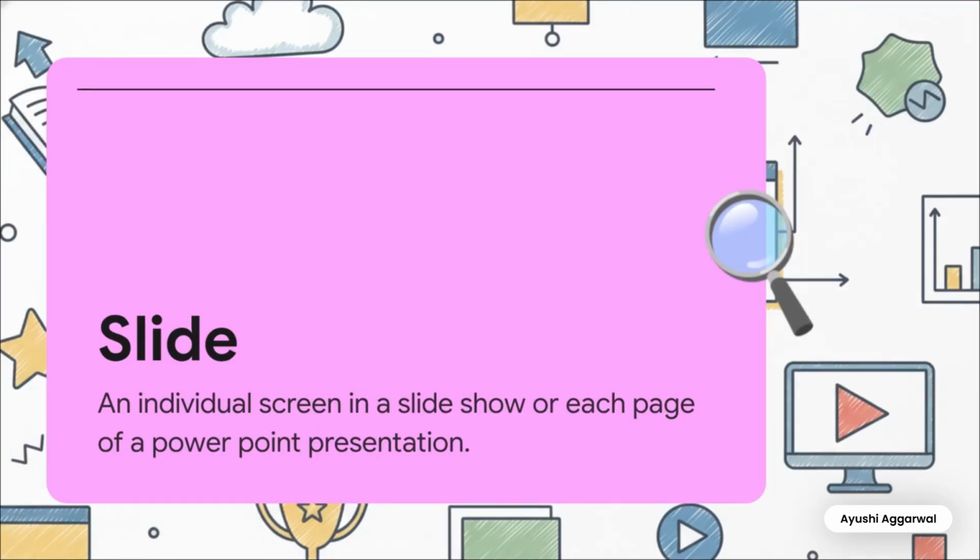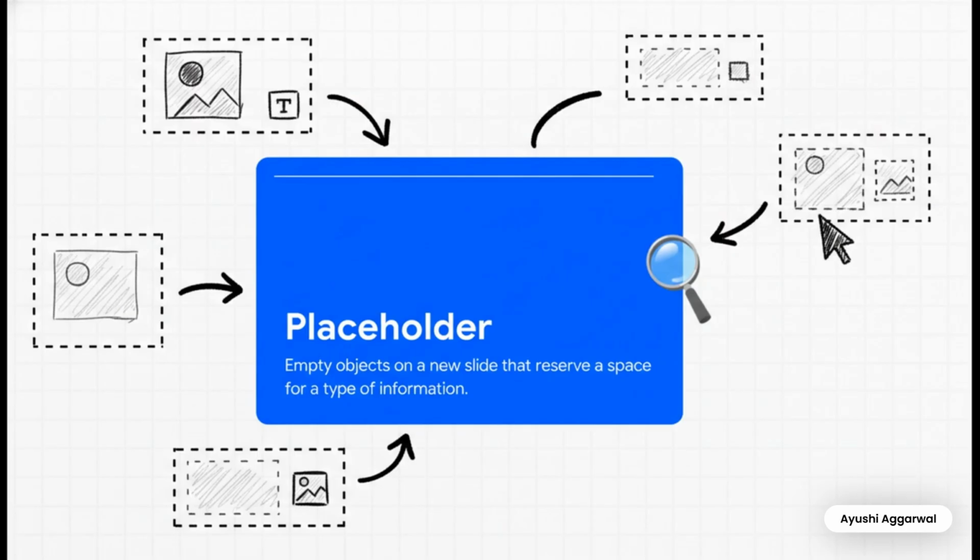First up, the most basic term of all, a slide. So what is a slide? It's simple, really. Just like a notebook has pages, a presentation has slides. It's basically a single screen or a single page of your presentation. Easy enough, right? Next up, we have placeholder.